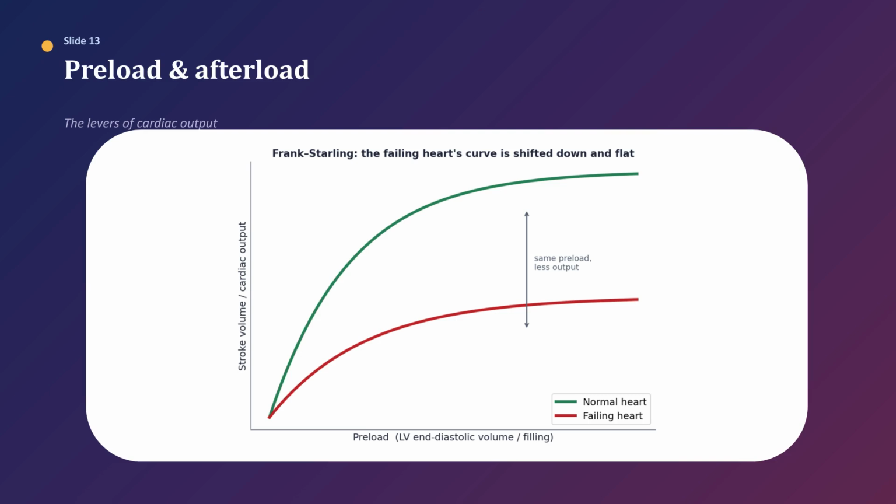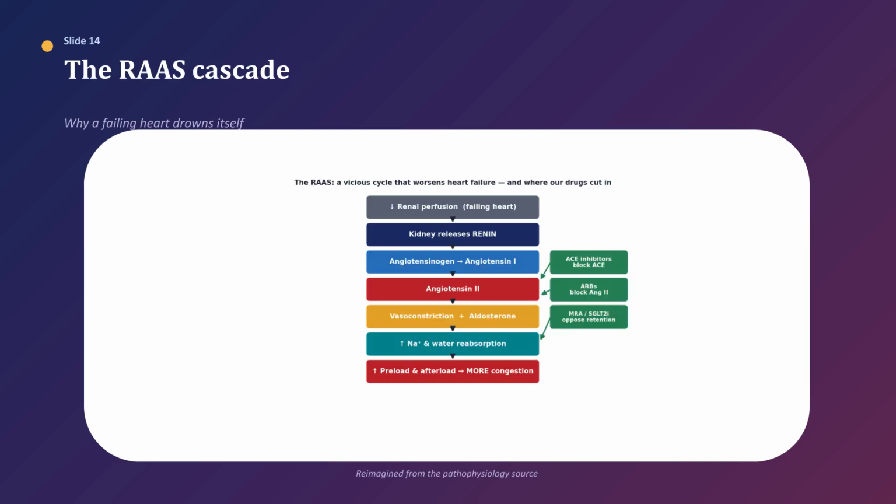Treatment focuses on managing preload and afterload. Preload is the volume of blood stretching the ventricle, and afterload is the resistance the ventricle must overcome to eject blood. Therapies aim to optimize these parameters. The RAAS cascade is a compensatory mechanism that, in the context of heart failure, becomes detrimental by increasing preload and afterload. Modern medical therapies are designed to interrupt this cycle to improve outcomes.